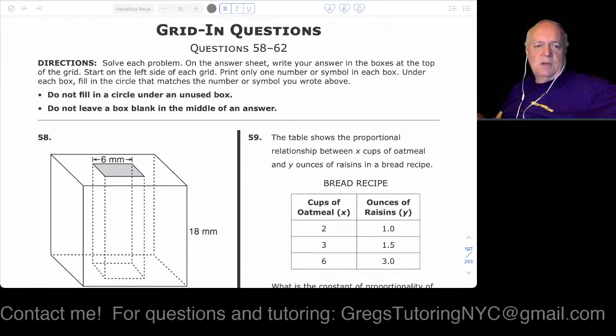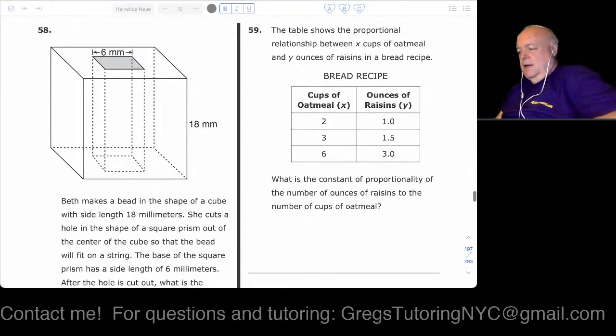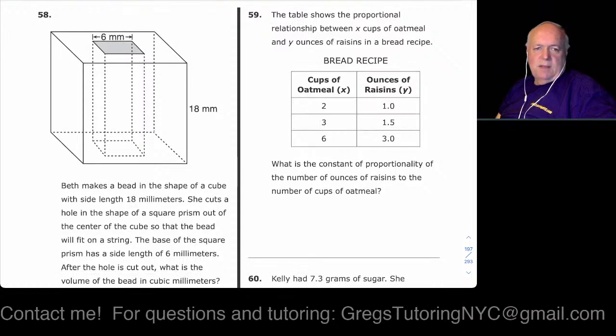All right, so we're going to start with question number 59. This was one that a lot of you guys complained about last year, the so-called constant proportionality, because it talks about a proportional relationship. I like to look at illustrations first. I keep saying that. So let's just see what's going on.